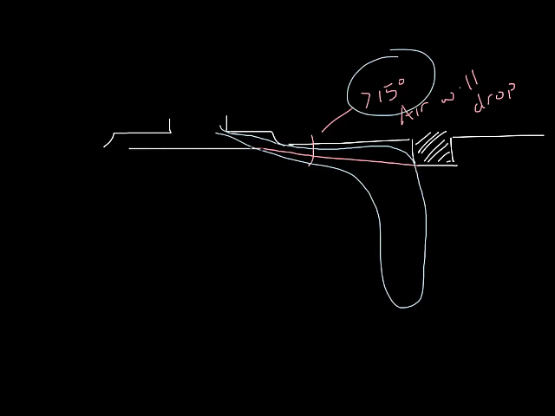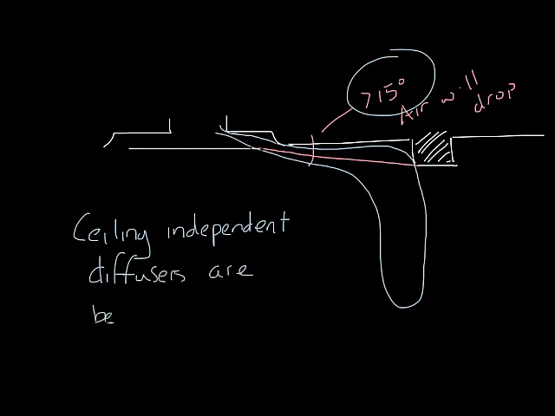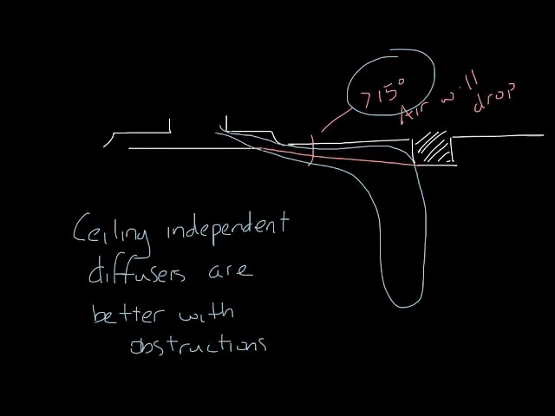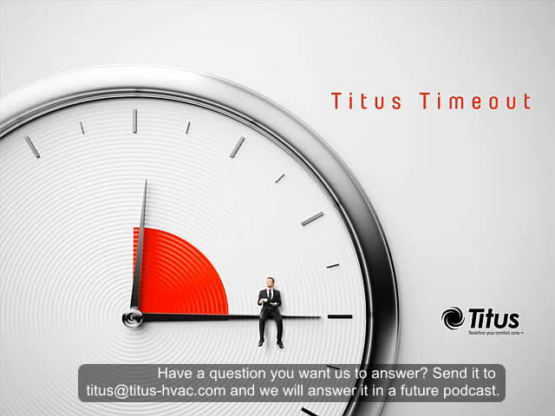Different diffusers work differently with obstructions. Ceiling-dependent diffusers don't work as well as ceiling-independent diffusers. If you recall from the ceiling-dependent, ceiling-independent podcast, a ceiling-independent diffuser creates the low-pressure Coanda zone inside the diffuser, and a ceiling-dependent diffuser needs the ceiling to create this low-pressure zone. So that covers what happens when airstreams collide.